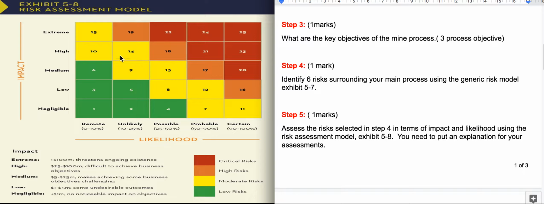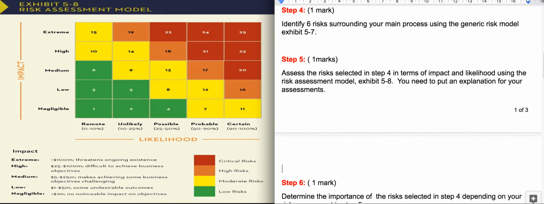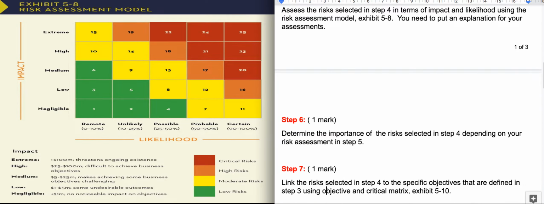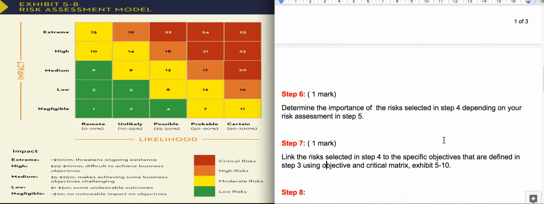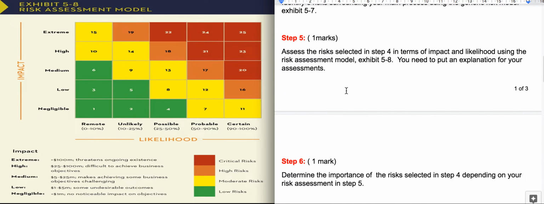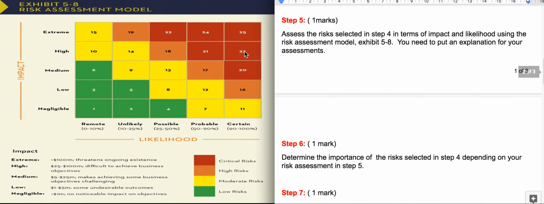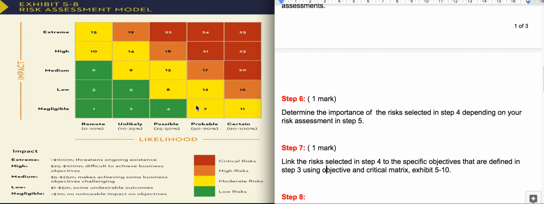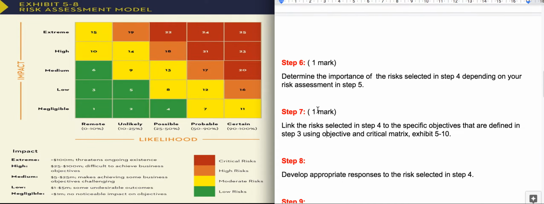And this is a very important step. This is one of the most important steps. Then you go to step 6. After you have done this assessment, you need to sort these 6 risks by importance. Is it critical? Or is it high? Is it moderate? Or is it low? And then you move to step 7.